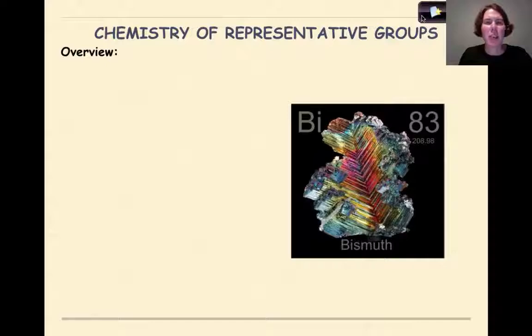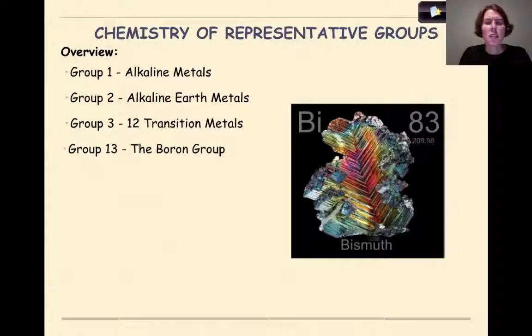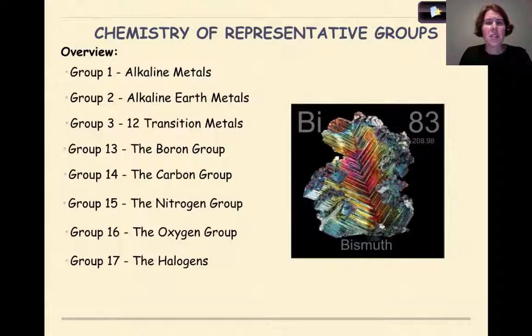Today we're going to be looking at individual groups and talking about the properties of those individual groups. Specifically, we're going to be looking at Group 1, which is the alkali metals, Group 2, which is the alkaline earth metals, Groups 3 through 12, which represent our transition metals, Group 13, the Boron Group, Group 14, the Carbon Group, Group 15, the Nitrogen Group, Group 16, the Oxygen Group, Group 17, more commonly known as the Halogens, and finally Group 18, the noble gases.